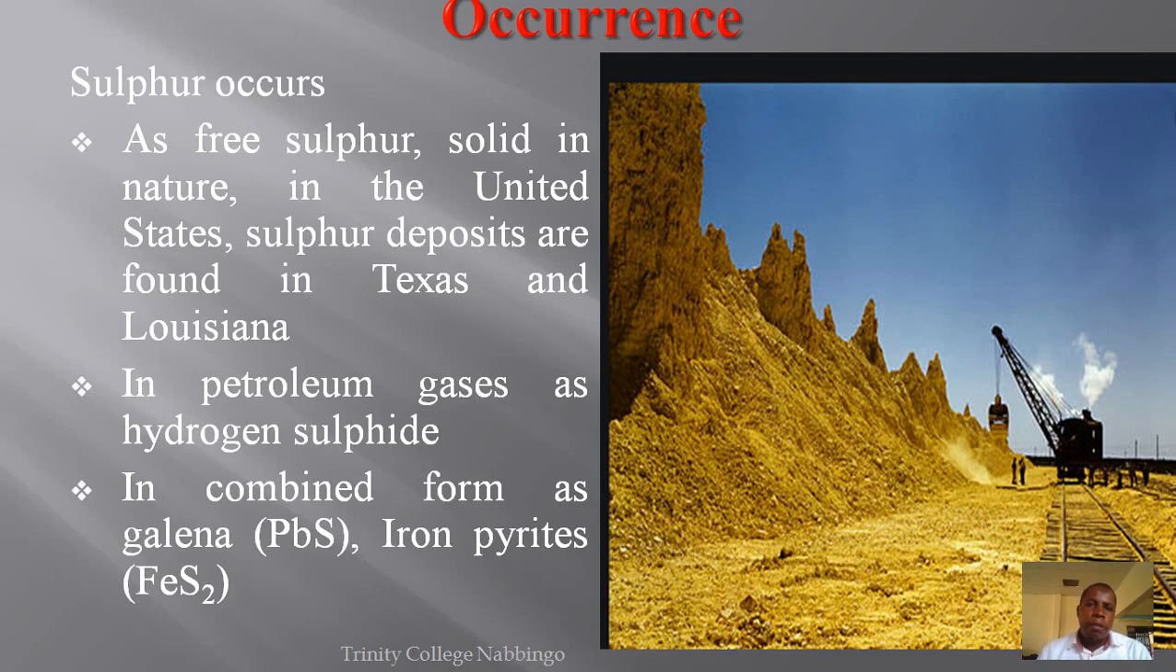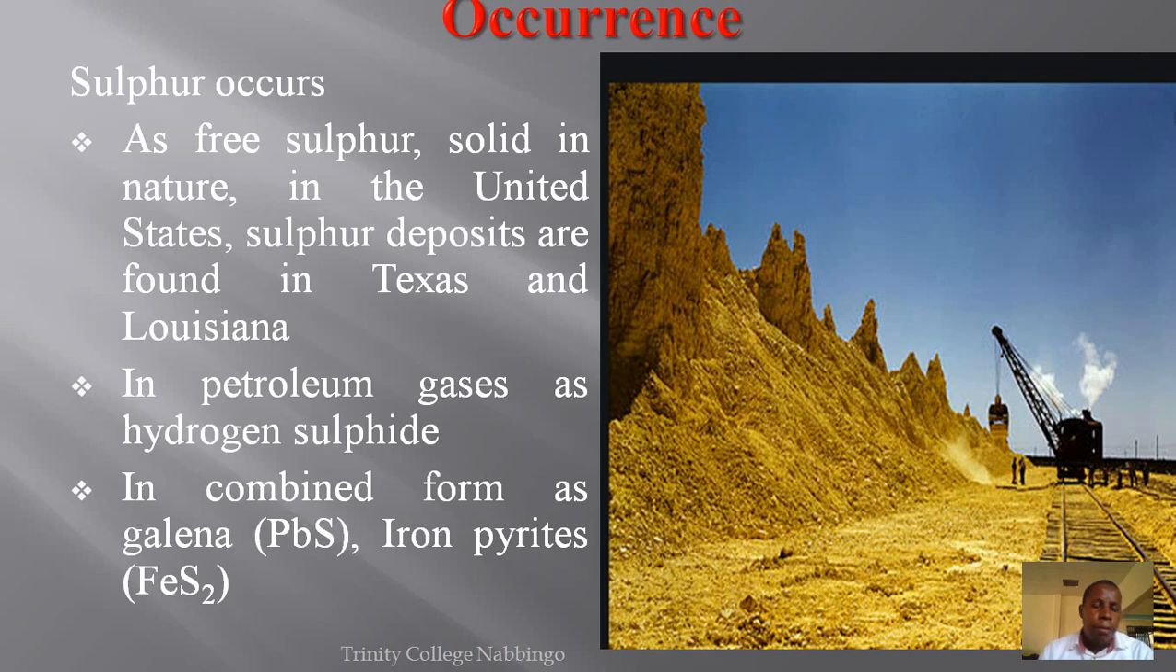To proceed, occurrence. First of all, how can this sulfur be obtained, or how can it be found? It can be found in free form. It is a solid in nature, and it's found in the ground. In the world, many of the sulfur deposits are found in states like Texas and Louisiana.